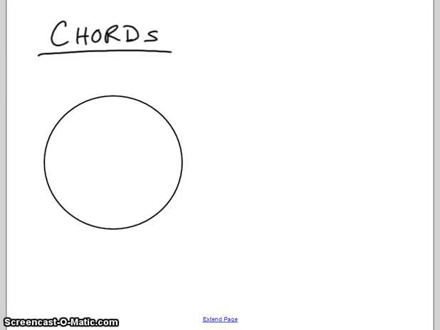Alright, we're going to talk about chords today. Okay, what is a chord? A chord is a segment with endpoints on the circle.